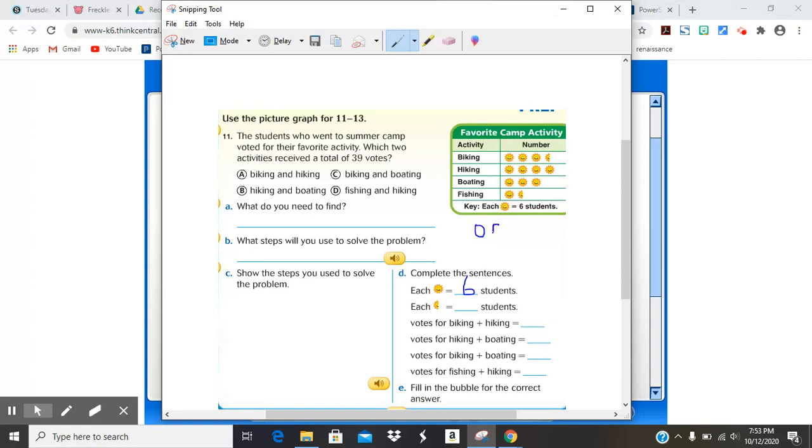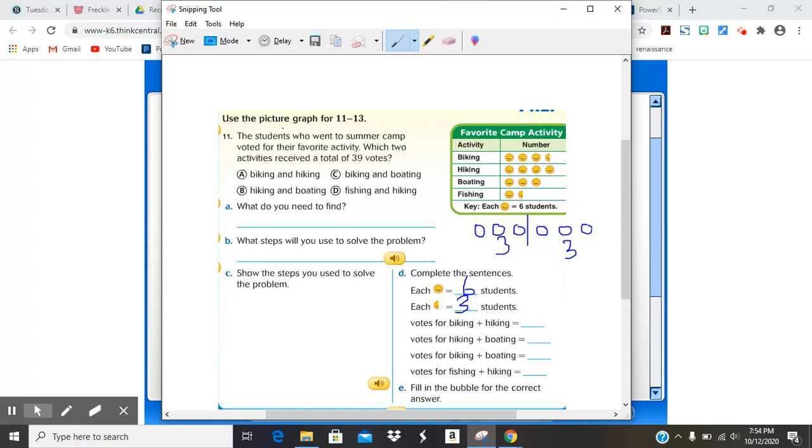So if I know that the whole thing has 6 students, it's kind of like saying I've got 1, 2, 3, 4, 5, 6. If I cut that in half down the middle, I'm going to have 3 on each side. So that lets me know that for half of a sun picture is only going to be for 3 students.